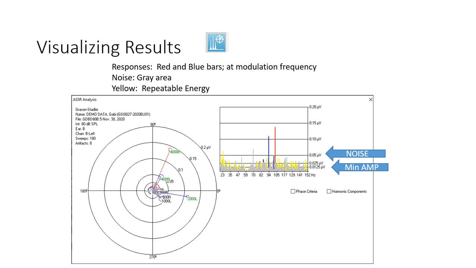On this FFT, you can also see that noise level of 0.05 microvolts. So you can see in this case that the noise is well below that. And then the minimum amplitude for a response, which is 0.0125. So while you can see and monitor the EEG, here you can actually see the noise that's being picked up around the modulation frequencies.